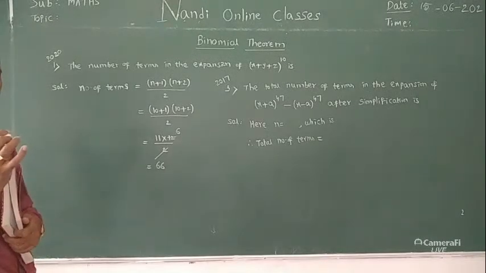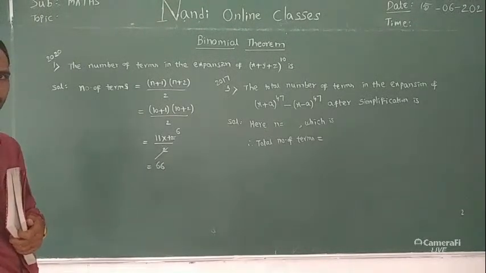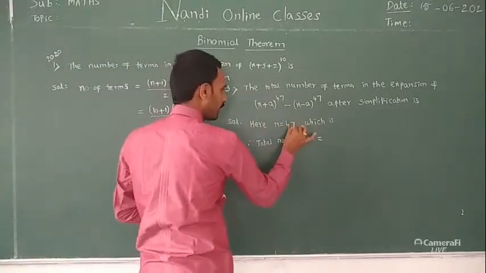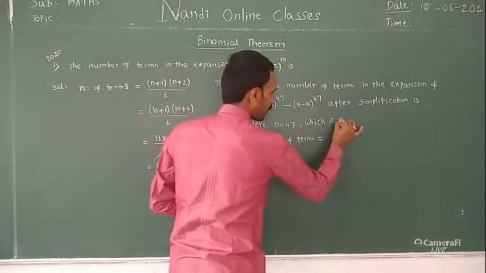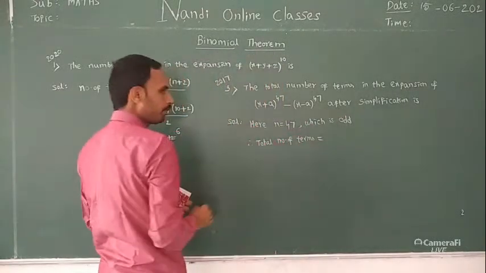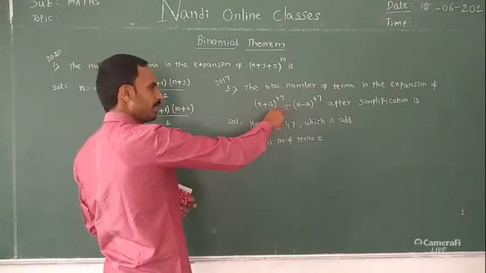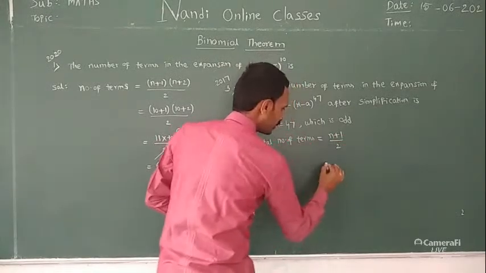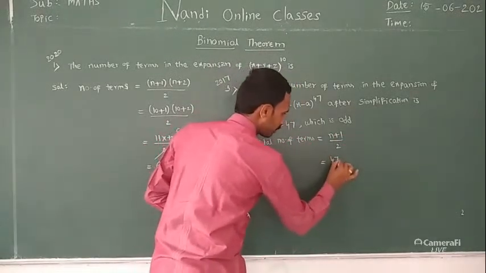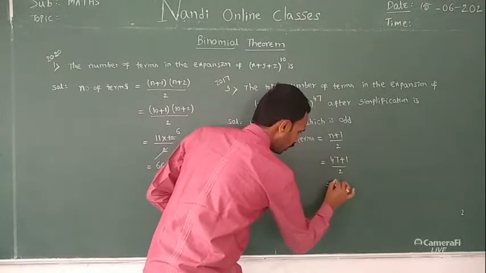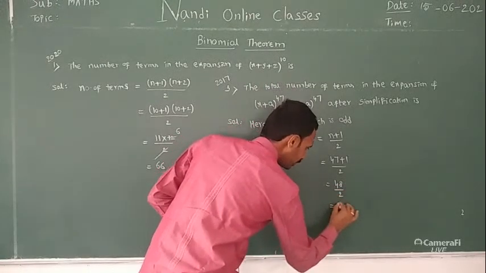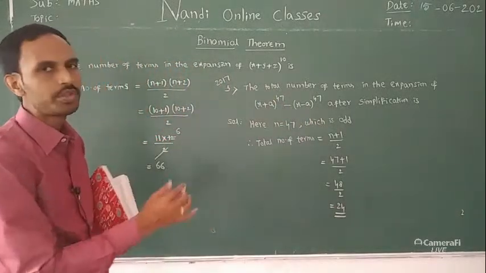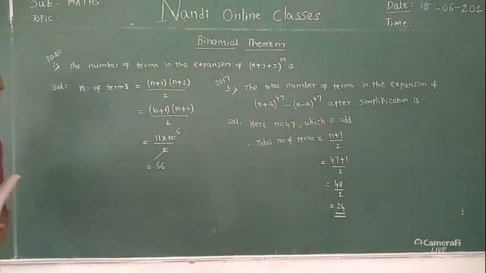So according to the 10th formula in the synopsis, here n value is 47, which is an odd number. So the total number of terms formula, whether plus is there or minus is there, is the same formula: n plus 1 by 2 is equal to 47 plus 1 by 2 is equal to 48 by 2 is equal to 24. So 24 terms are there in that expansion. Write it.